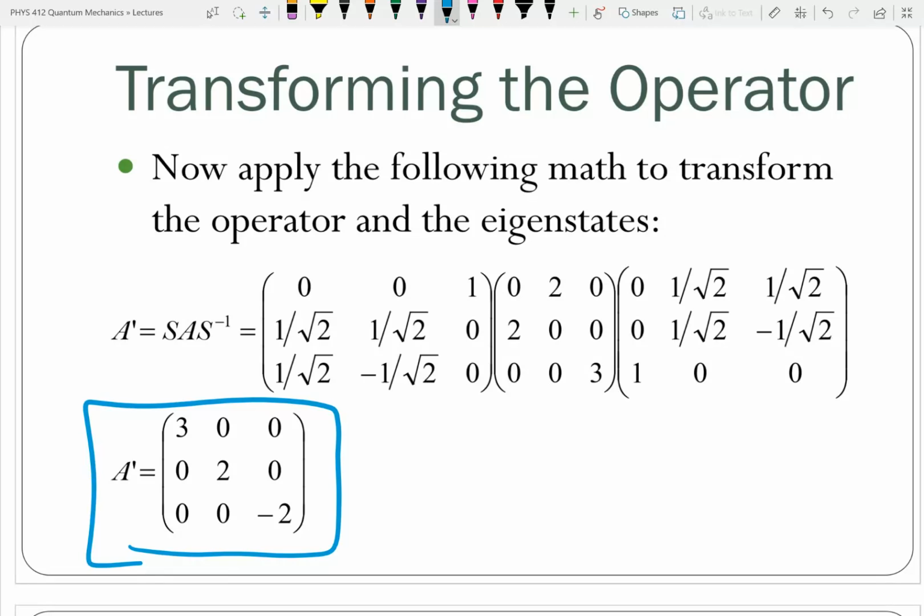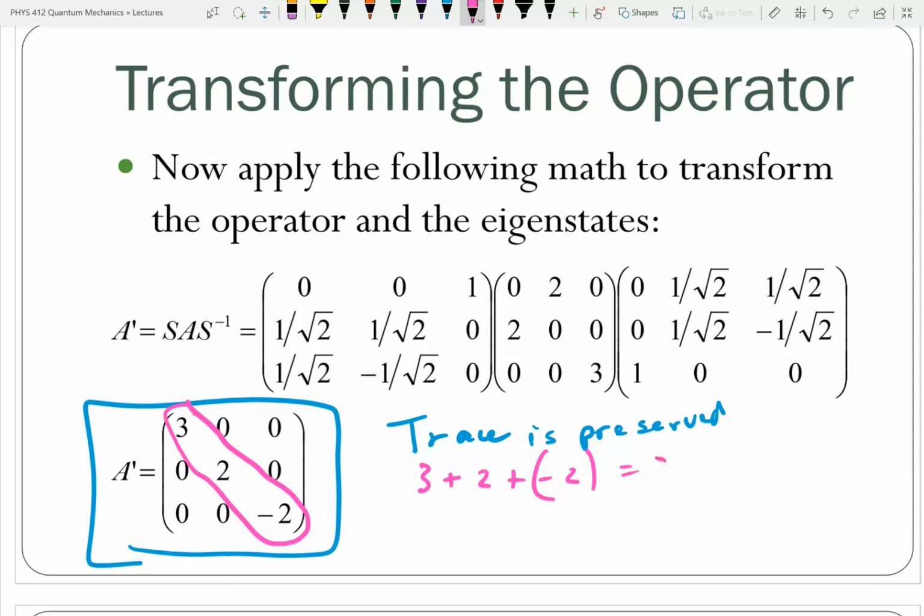Some things are preserved in the transformation. The trace is preserved, the trace being the sum of the diagonal components. So 3 plus 2 plus minus 2 equals 3 is the trace of my transformed operator. The trace of my original operator was 0 plus 0 plus 3. That trace did not change. So that's one way of testing to see, did I do it right?